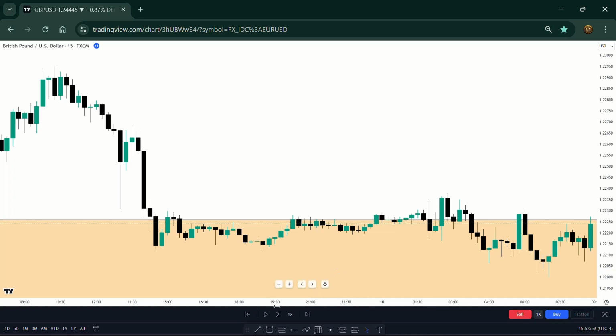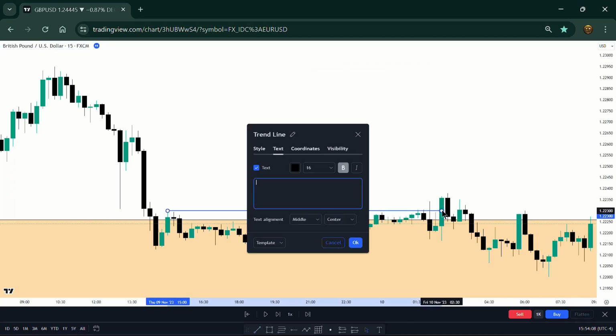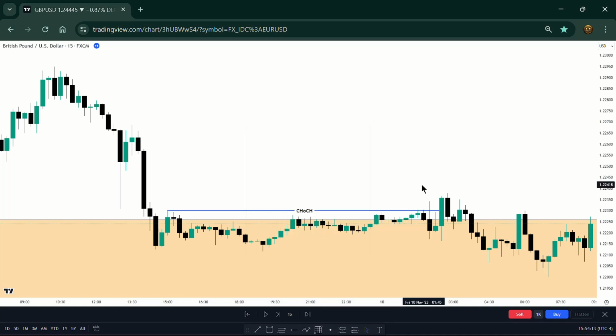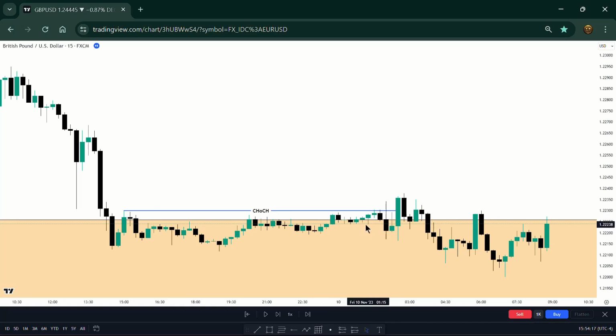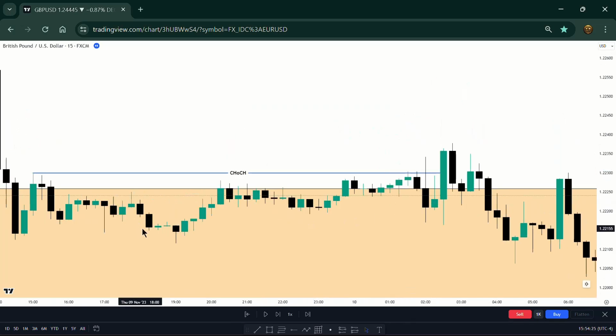and then made a change of character right there. That's a change of character right there. That's our change of character right here. Okay, now after making a change of character here, I say that after a change of character, this is the lower time frame. Look for a POI where you are going to enter your trade.